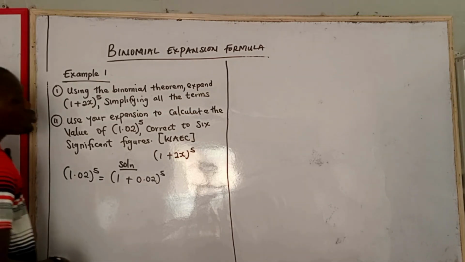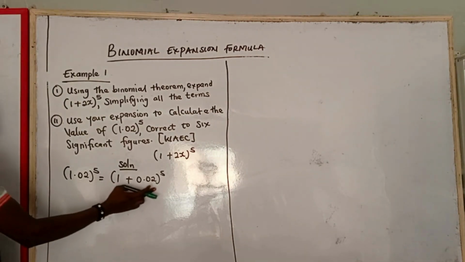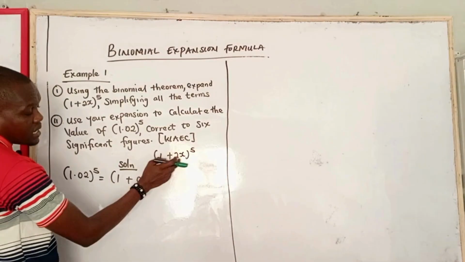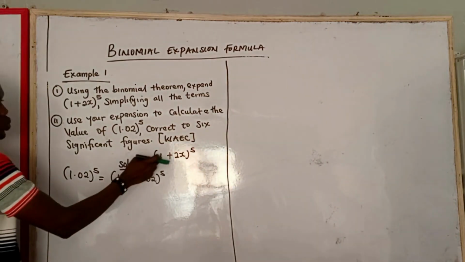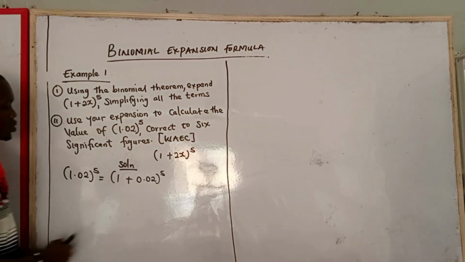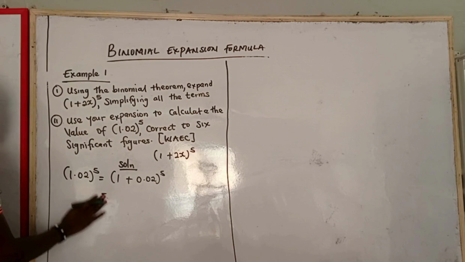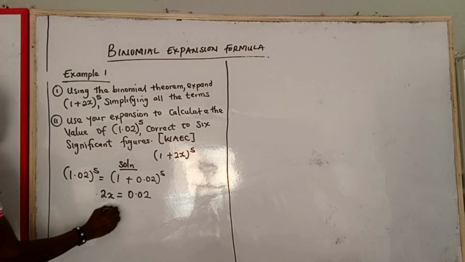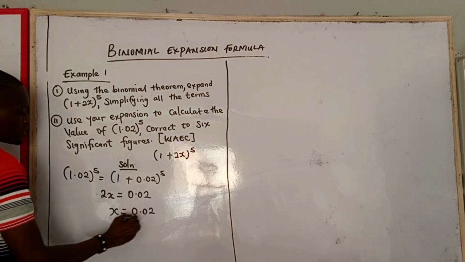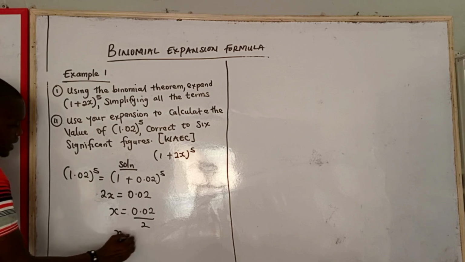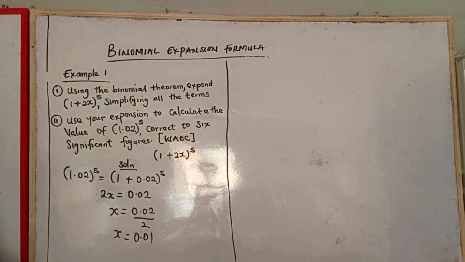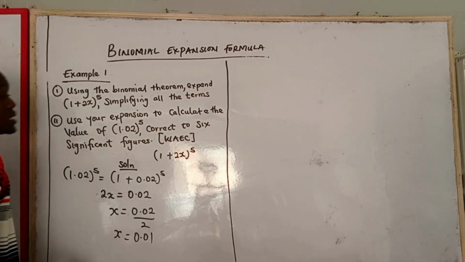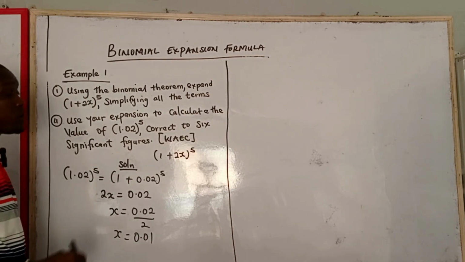So we are now going to do a comparison between this and what we have here. If we compare, 1 is 1, so that means 2x will be equal to this. So from our comparison, we are going to have 2x equal to 0.02. And then what will be the value of x? The value of x will be 0.02 divided by 2. So our x will give us 0.01. So this becomes the value of our x, and this is the value we are going to put into the expansion we got from question number 1.